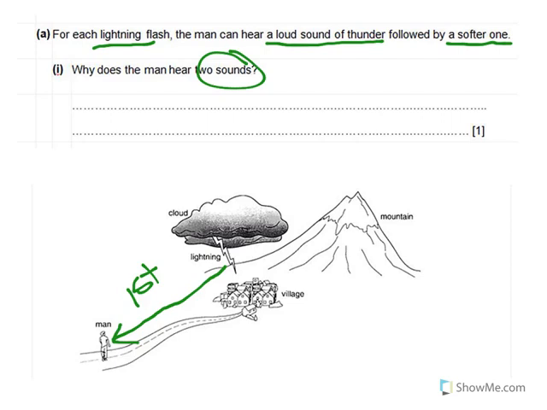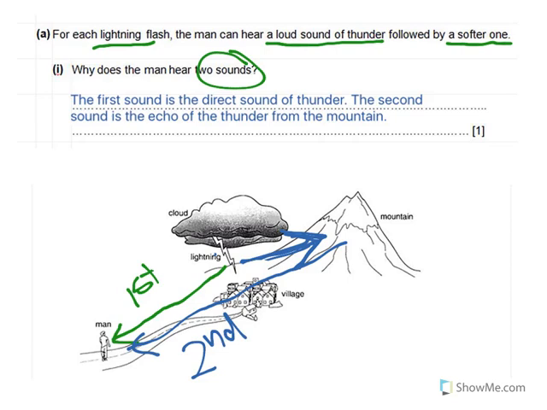The second sound will have to come from the thunder. The sound of the thunder doesn't just go in one direction. It goes in many directions. And this is the direction we are looking at. There's one that is going to go to the mountain, hit the mountain, and then bounce back and go towards the man. So this will cause the second sound. The first is the direct sound of thunder. The second is the echo of the thunder from the mountain.